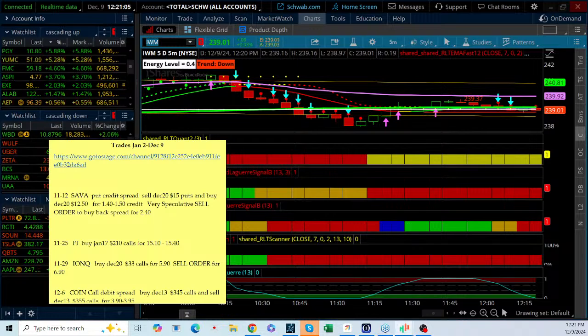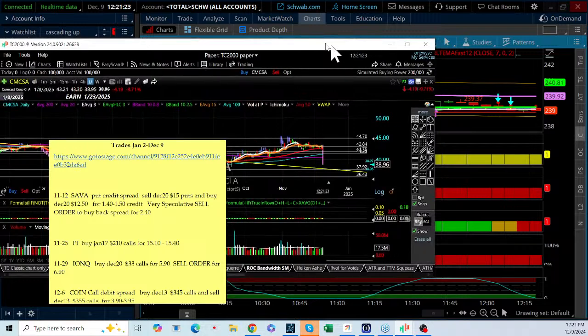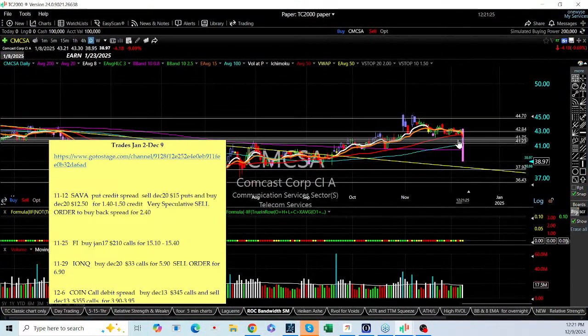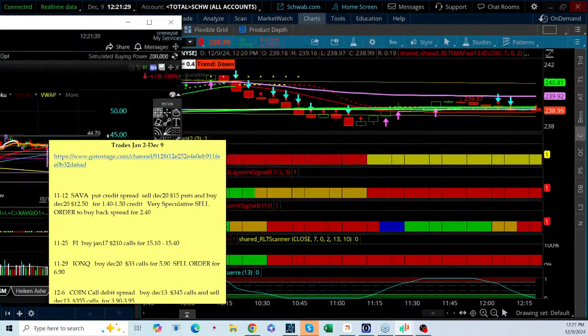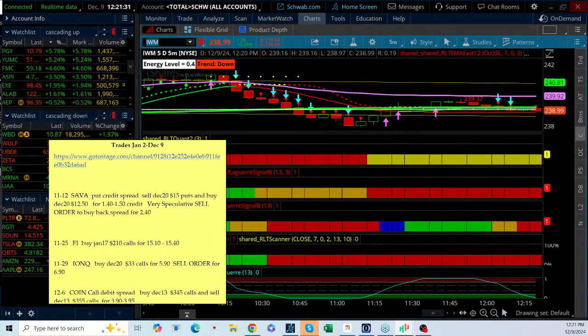CMCSA, Comcast, came up on my scan. It's really getting pounded here today, down like 10%. I'm not going to chase it down here, but this is a Comcast candle today on the daily chart. You can see the huge sell-off from Comcast.